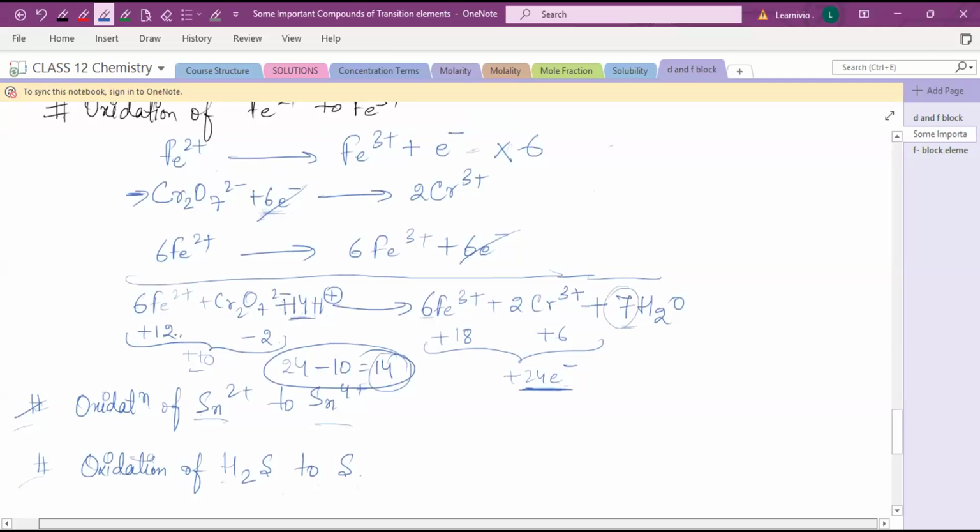Just remember, here the oxidation of Fe2+ occurs: Fe2+ is oxidized to Fe3+. And here the Cr2O7 2- is reduced to Cr3+. Which one is being reduced? Chromium. Chromium is converting from +6 to +3. And here the oxidation state of Fe2+ has increased to Fe3+. So in oxidation, the oxidation state increases, but in reduction, the oxidation state decreases. Just keep this in your mind.